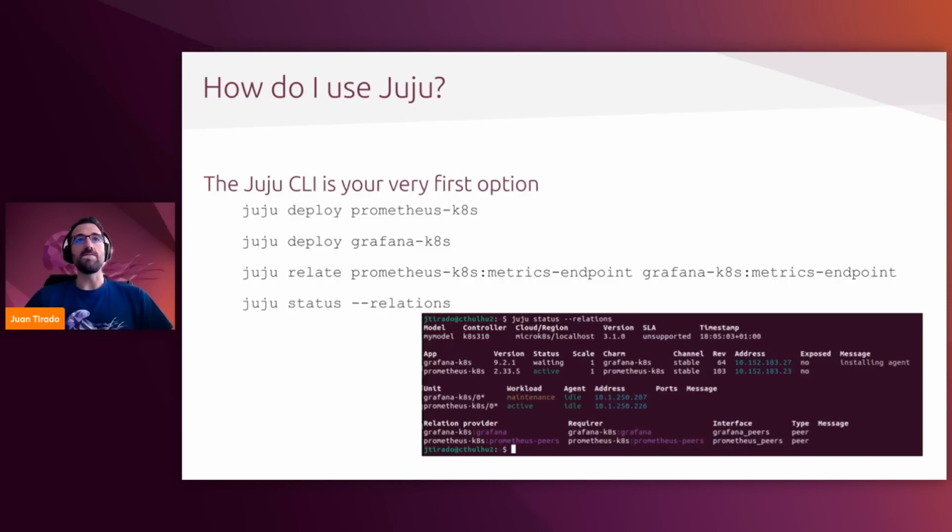So up to this point, and with these initial three commands, I already have my Prometheus and my Grafana connected and ready to work, right?